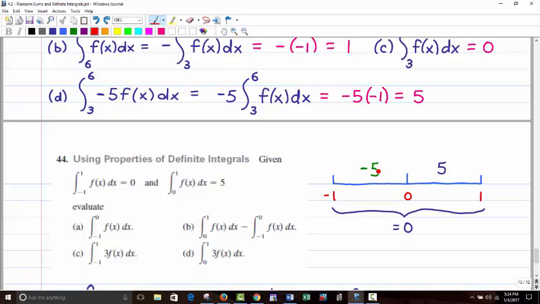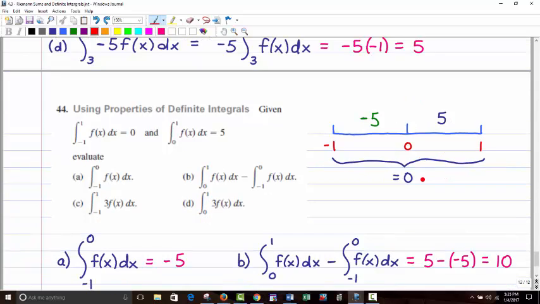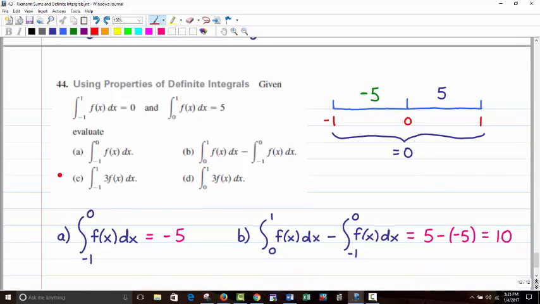Now let's see, how did I get the negative 5? Well, I used the fact that negative 1 to 0 plus 0 to 1 would have to be whatever negative 1 to 1 is. So if that's 0 and 0 to 1 is 5, therefore negative 1 to 0 has to be negative 5, because negative 5 plus 5 would be 0. So that was a little bit trickier. It gave you the full length and then one of the sub partitions. So negative 1 to 0, that's the one I already found, knowing it had to add up to 0.